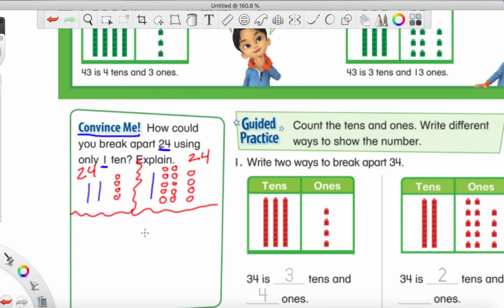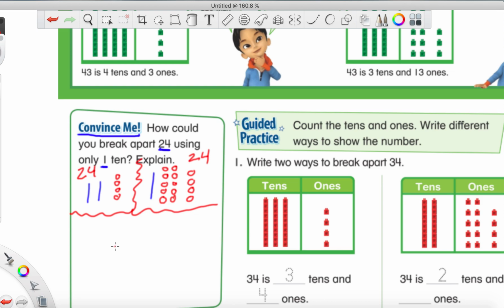They both have 24. But let's get a little crazy now, and let's see if we can create a third way that we can make 24. So we already answered this question, and we made the number 24 using only 10s and 1s. But let's try to push ourselves a little bit harder and see if we can think of one more way. Can you think of one more way to make the number 24?